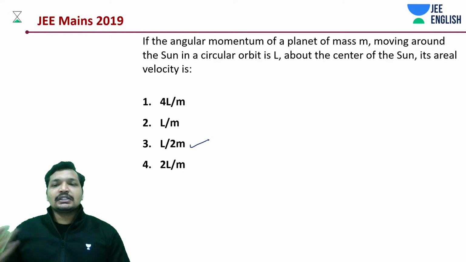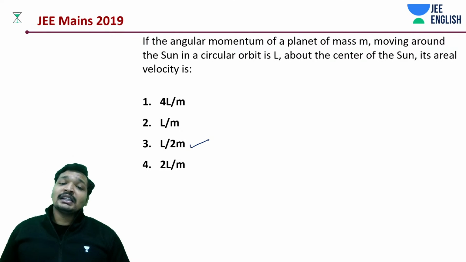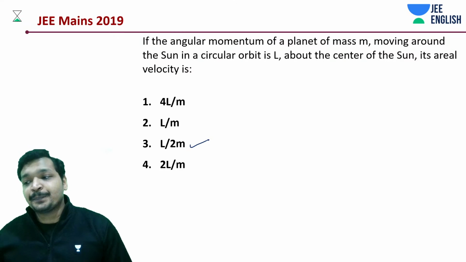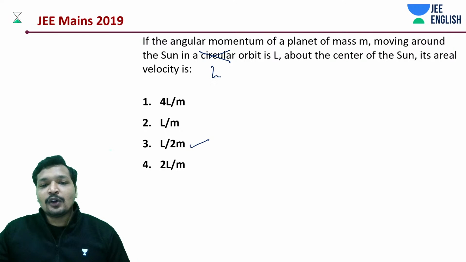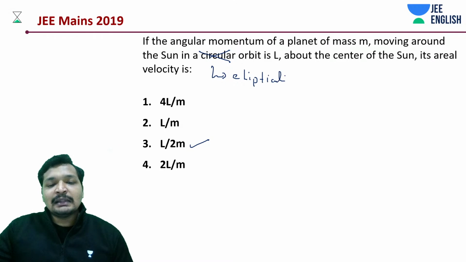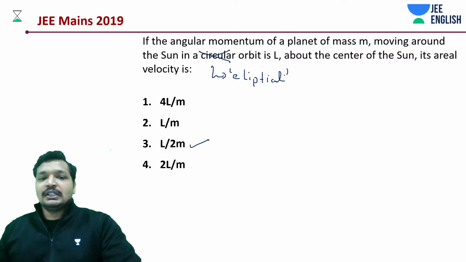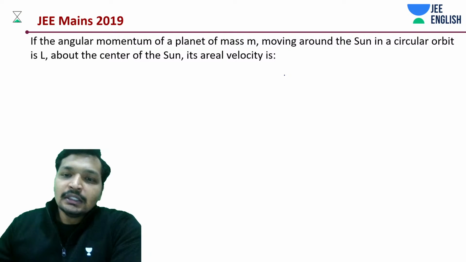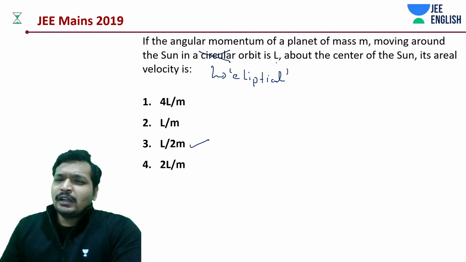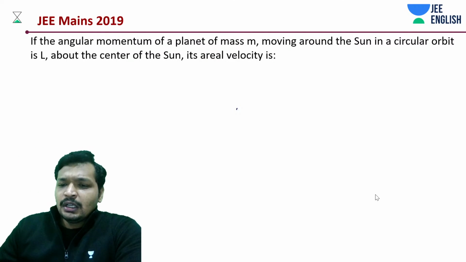We say that dA by dt is constant, be it circular orbit. It can also be elliptical orbit. Still Kepler's law says that it's going to be L by 2m. Instead of circular, if this was given to you as elliptical, you would still say it's L by 2m, because dA by dt is constant and L is constant. L by 2m is going to come out as the final answer. Every term here given is actually constant. But just reminding of the Kepler law.